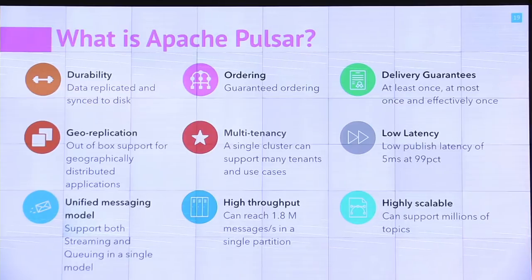So what's Apache Pulsar? Apache Pulsar is a pub-sub system, but it's more than a pub-sub. It supports a unified messaging model. You can do streaming with it, and you can do queuing with it. It's more like an event store. Events are coming in, and you want to store these events. Maybe you want to store these events for 1 day. Maybe you want to store these events for 1 month. Maybe you want to store these events for 10 years.